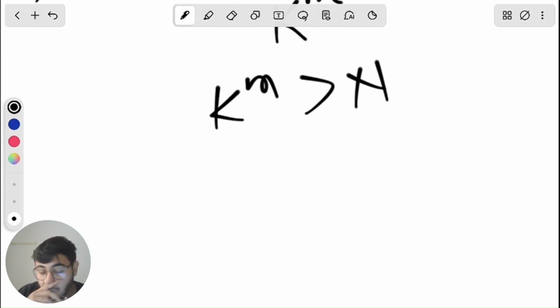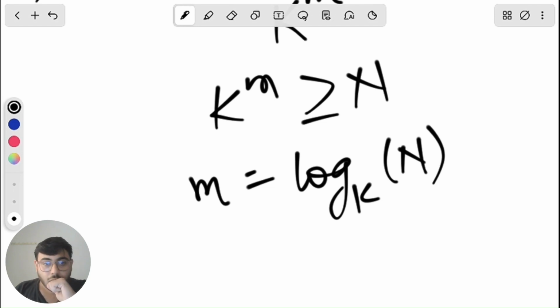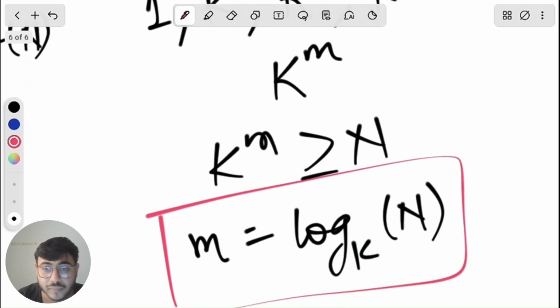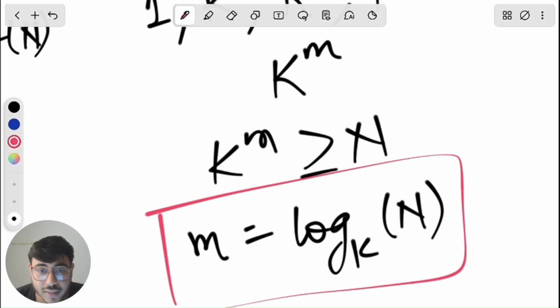So what is m? If we apply log of k on both the sides, we can say m is equal to what? Logarithm of n to the base k. So basically, the runtime of this piece of code is what? It is log n, log n base k. Okay, the base is k. Now we go to the sixth example.